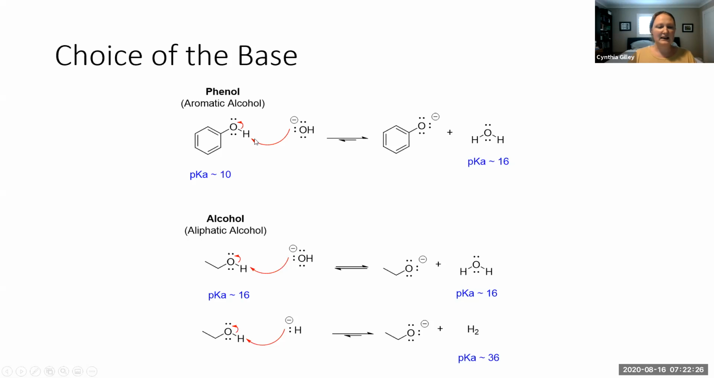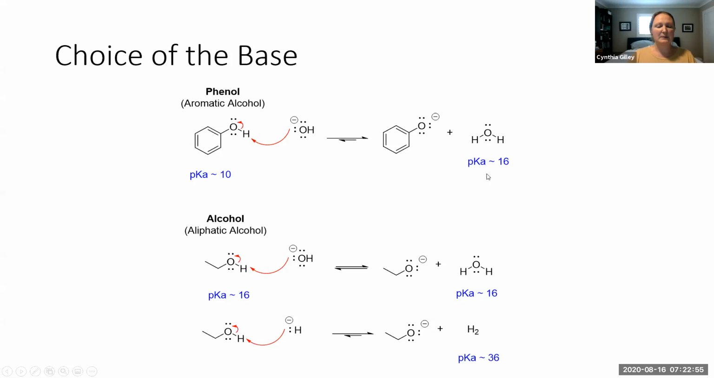Phenols are more acidic than aliphatic alcohols, with a pKa of around 10 compared to alcohols, which generally have a pKa of around 16 to 18. Because the phenol is more acidic, we can get away with using a weaker base. On the top here, we have a reaction with hydroxide. Hydroxide can act as a base and deprotonate the phenol, forming phenoxide and water.